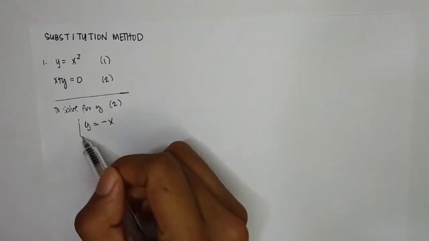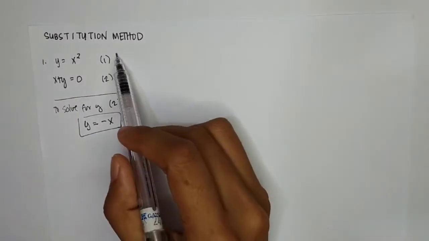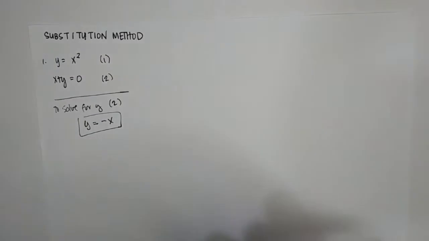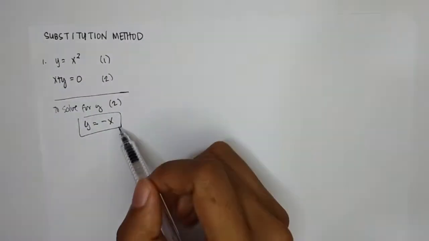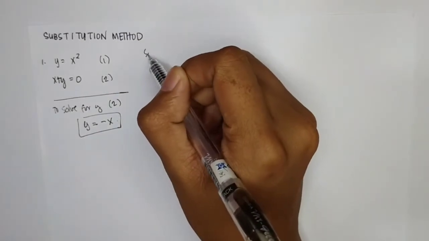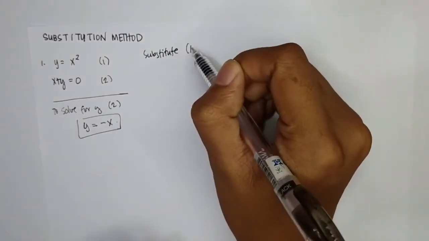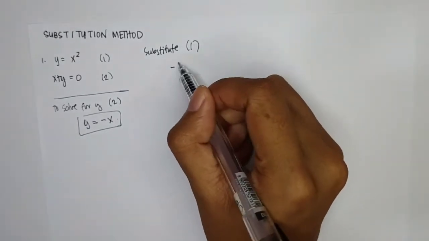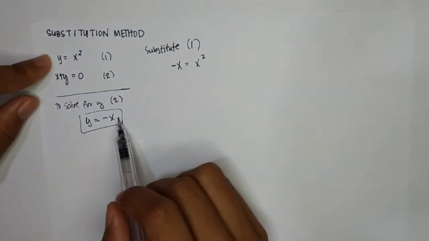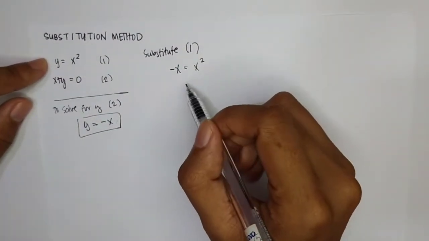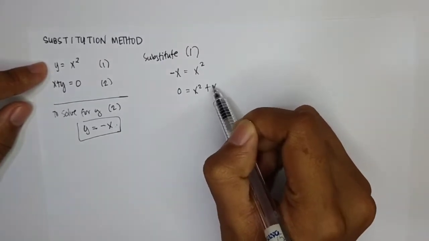Okay, after that, may value na tayo ng y. Itong value ng y natin, i-substitute natin siya dito sa first equation. Again ha, we need to substitute this sa first equation, so substitute natin siya sa equation 1. So, we have here negative x is equals to x squared. Again na itong y, palitan natin ito. Okay, so we have here, transpose natin ito. We have 0 is equals to x squared plus x.